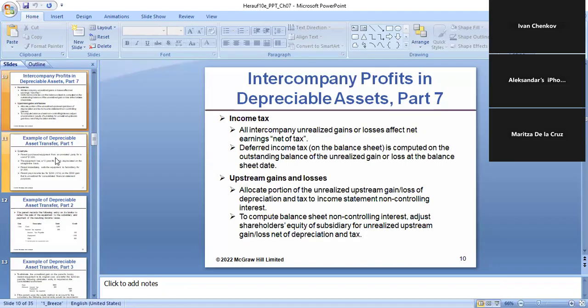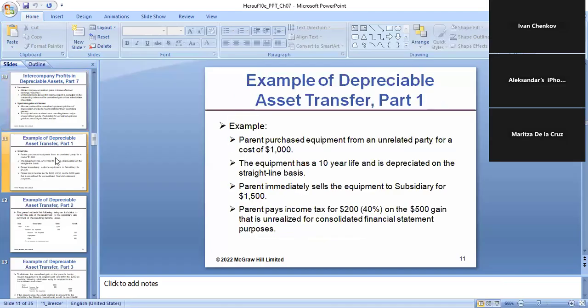If the subsidiary is not fully owned and has a non-controlling interest, the transaction of transferring the depreciable assets is going to affect the non-controlling interest as well. Let's go through this example. Say the parent purchases the equipment for $1,000, which has a 10-year useful life, and then the parent sells it to the subsidiary for $1,500.